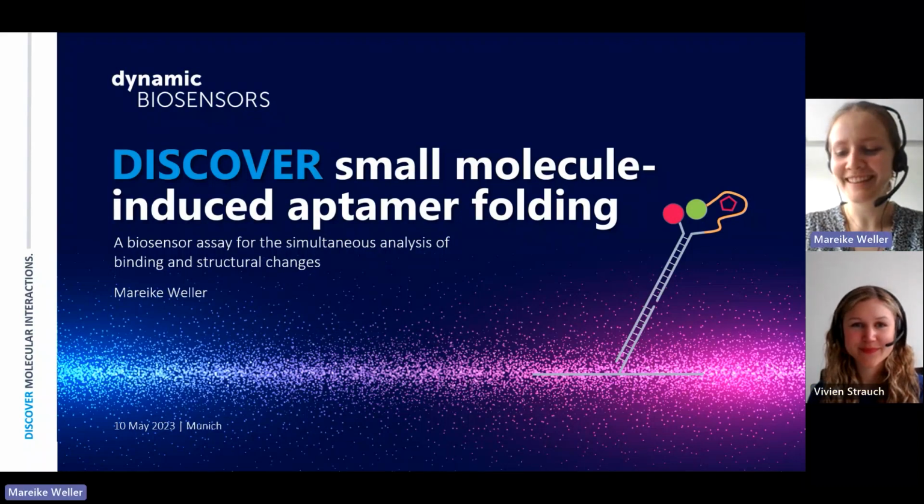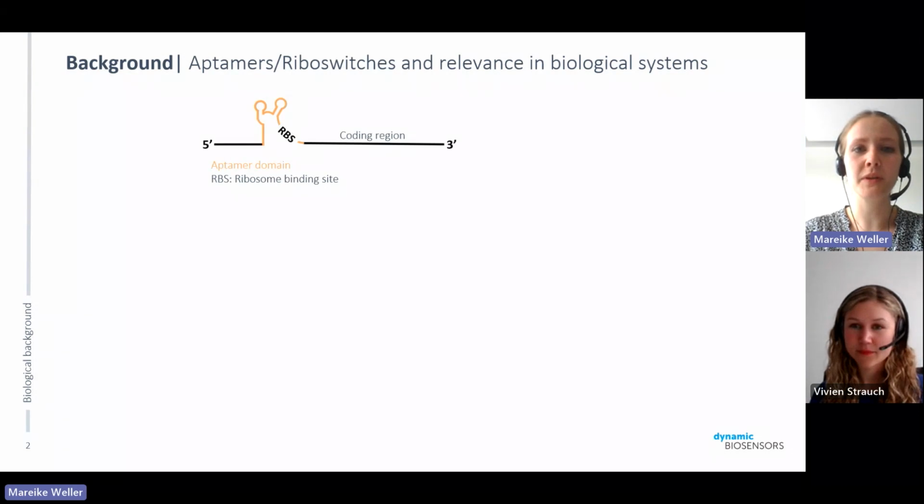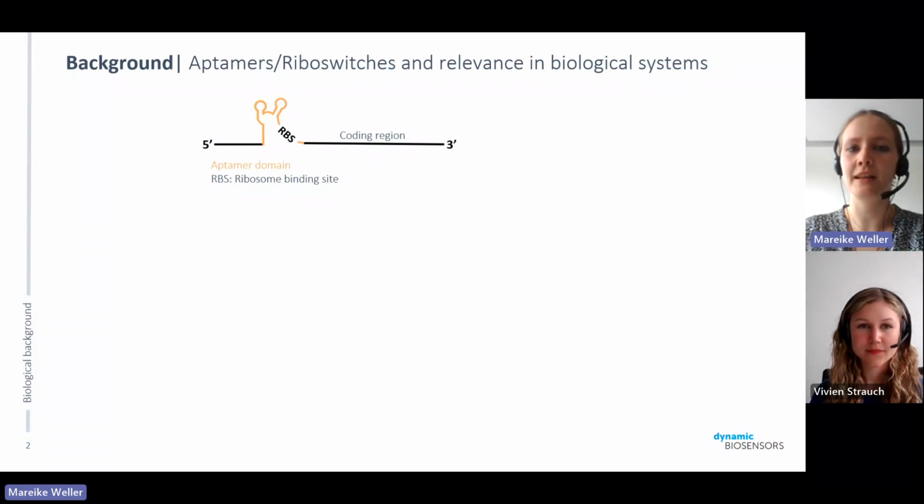Thank you. I'd like to dive right into it and first introduce you to riboswitches and aptamers and tell you what their relevance is in biological systems and why we even want to study them. Riboswitches are molecular switches in biological systems, and they contain a sensory domain and a regulatory domain. The sensory domain is also called the aptamer domain, and this is the very exciting part of the riboswitch, which undergoes changes in its structure.